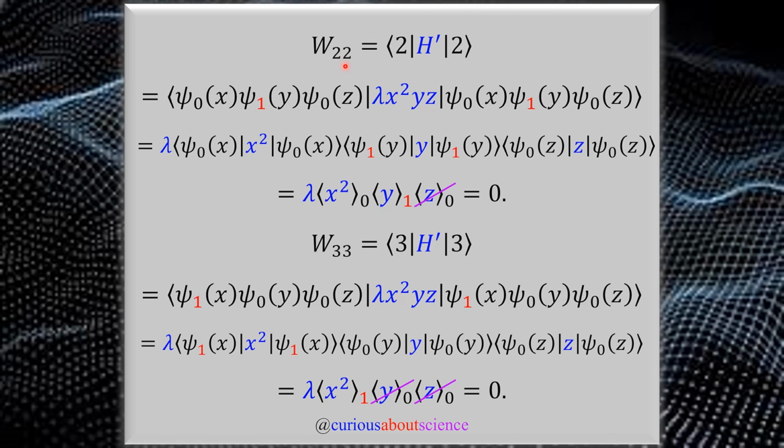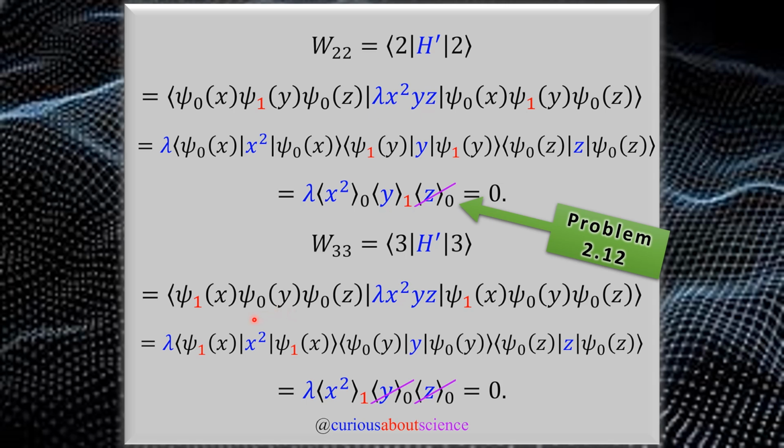With W22 now, we need the mixing state of 2 and 2. Do the same thing. Now the y has the first excited state wave function. We see that here and here. Easy enough. Split it into its product, and we get x squared in the ground state, y in the first excited state. And once again, we have a z in the ground state, which we know goes to 0 thanks to problem 2.12. So 0 again on the main diagonal.